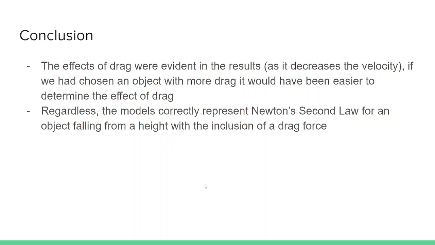So in conclusion, the effects of drag were evident in the results as it decreases velocity. And if we had chosen an object with more drag, like an unfolded piece of paper instead of folding it up, it would have been easier to determine the effective drag because the object would have reached terminal velocity and you could see it more clearly. Regardless, the model represents Newton's second law for an object falling from a height with the inclusion of drag force.